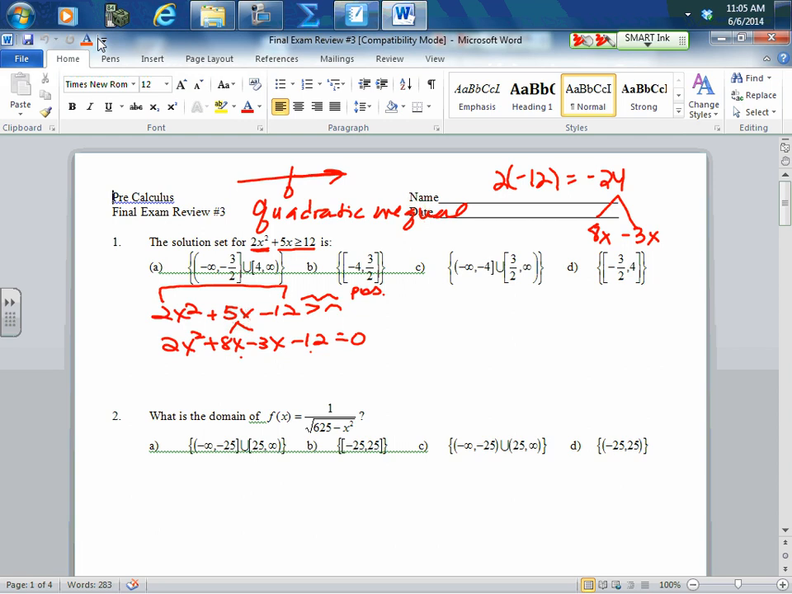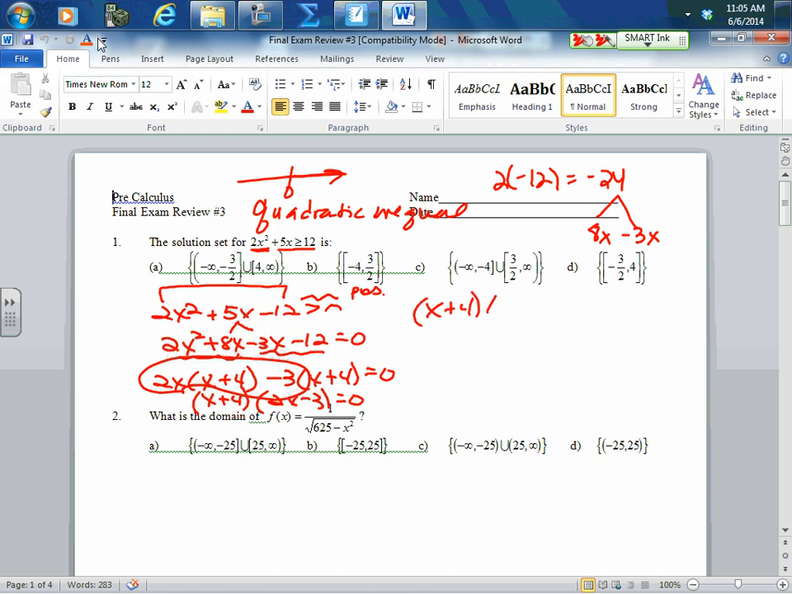Now group. Do the first part first. What can I factor out of the first two terms? 2x. Good. What is left? X plus 4. Now, what can I factor out of the second two that will give me the result of x plus 4? Negative 3. Good. What's my common factor? And then what's my other one? 2x minus 3. Thank you. Good. So I've got an x plus 4 and a 2x minus 3.